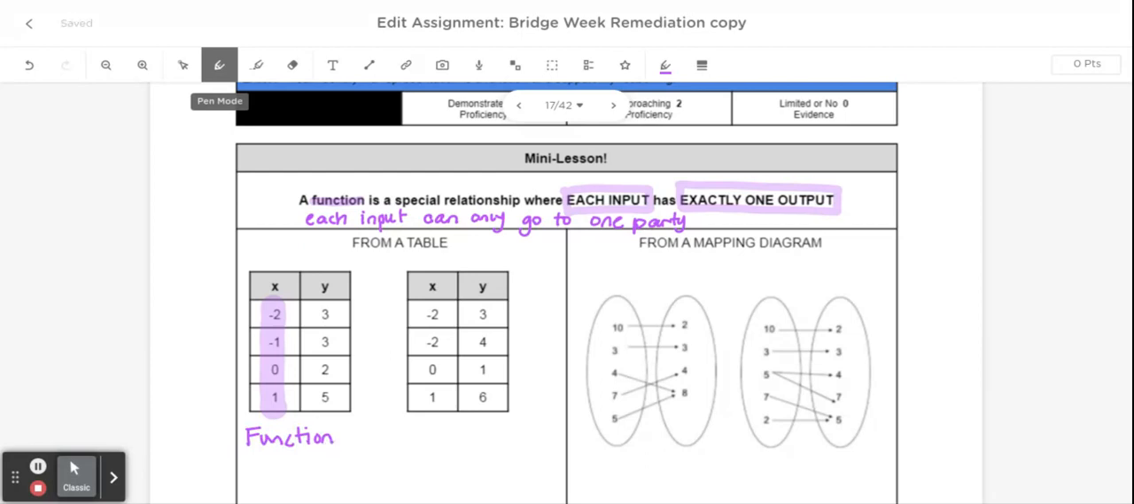Now, in the next table, if you look at the -2, you can see that it's trying to go to the number 3 and to the number 4. So this would not be a function.